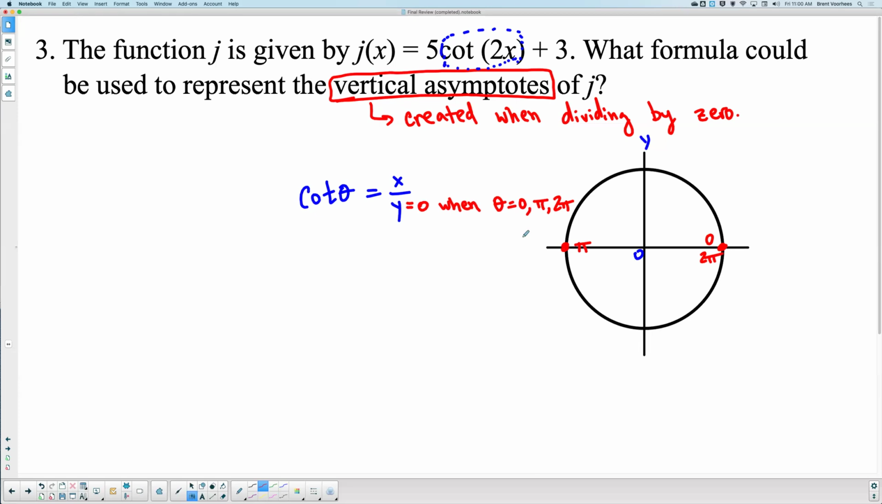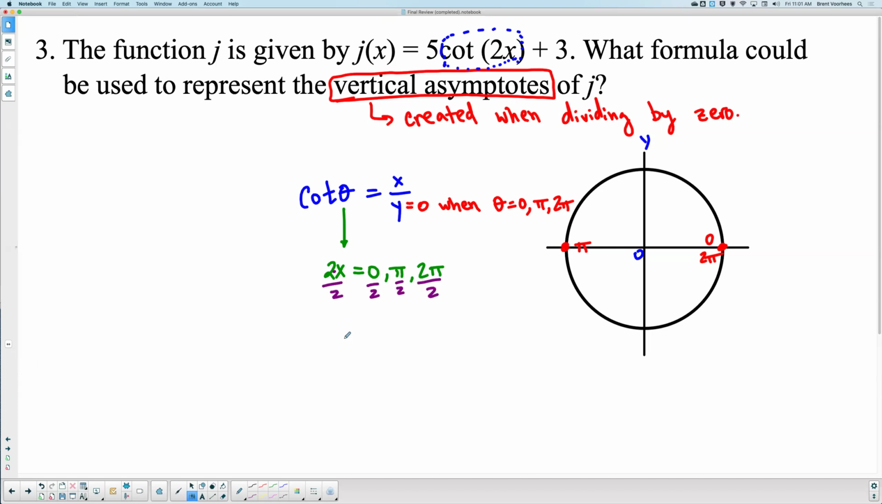So this one has one extra step. In our problem, what represents theta? 2x. From my ratio, I'm saying theta, but in our problem, it did not say theta, it said 2x. So my asymptotes would be when 2x equals 0, pi, or 2 pi. How would you solve this for x? This is going to help us get our formula. What's the 2 doing to the x? Multiplying. What's the opposite of multiplication? Dividing. Since these are each individual answers, each one gets divided by 2.